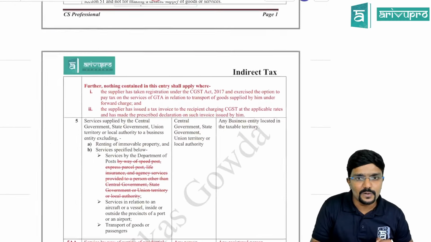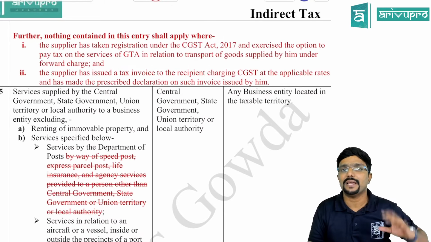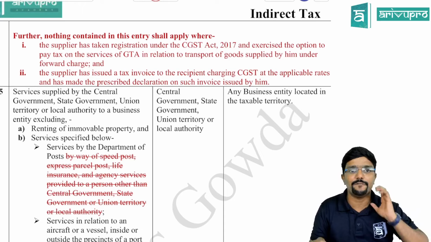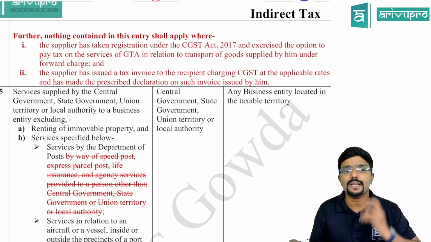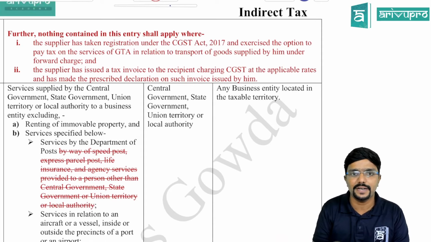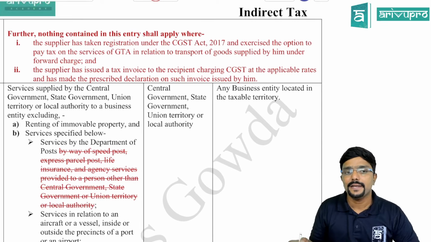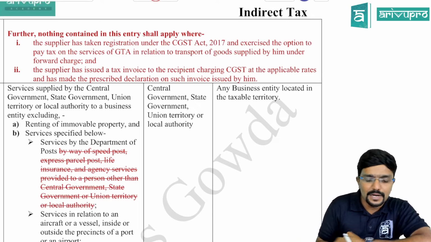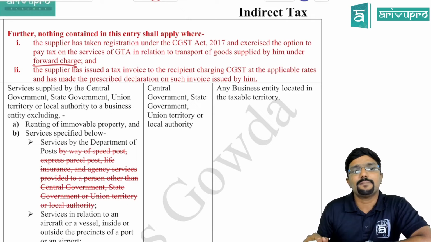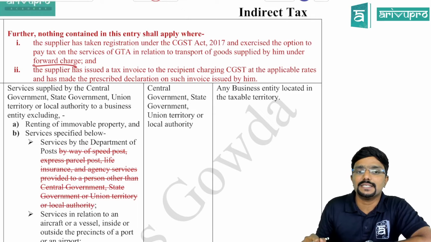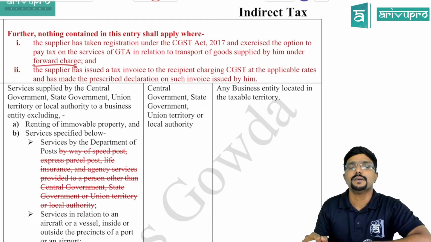So there is a change here also. Let me just go through it. Further, nothing contained in this entry shall apply. Means this RCM will not be applicable if the supplier has taken registration under CGST Act 2017 and exercised the option to pay tax on the services of GTA in relation to transport of goods supplied by him under forward charge. Who is the supplier here? GTA. So GTA is telling, I will pay tax under forward charge, and the supplier has issued a tax invoice to the recipient charging CGST at the applicable rates and has made the prescribed declaration on such invoice issued by him.